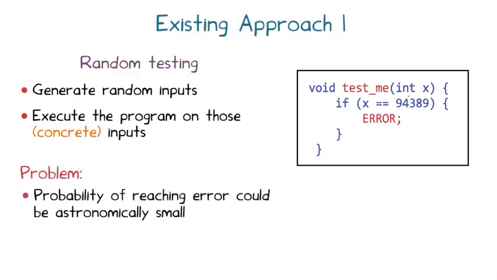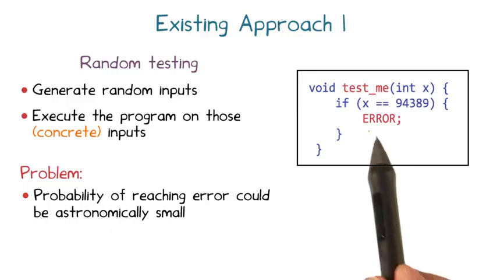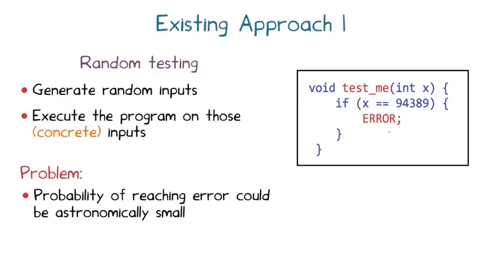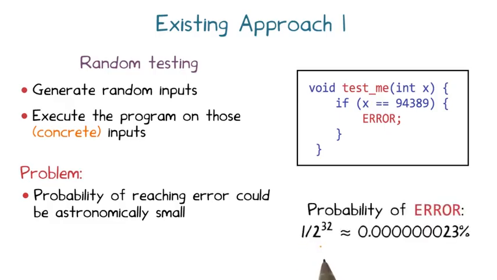Assuming an int is 32 bits and each possible int has an equal chance of being generated, the probability that our random input will detect this error is astronomically small, 1 out of 2 to the power 32, which is about 23 billionths of a percent. So there is a high probability that random testing will generate a false negative in a limited amount of time, incorrectly stating that the error label is unreachable.